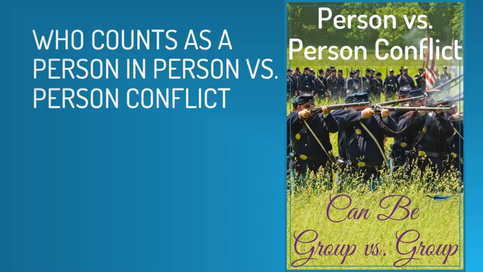Let's start with who counts as person in person versus person conflict. When we talk about person versus person conflict in creative writing, person does not equal human. Person means any intelligent character in your story. So, in the Iron Druid Chronicles by Kevin Hearne, there is a dog named Oberon. Oberon is a side character who can communicate telepathically with the main character. He actively and intelligently participates in the story.